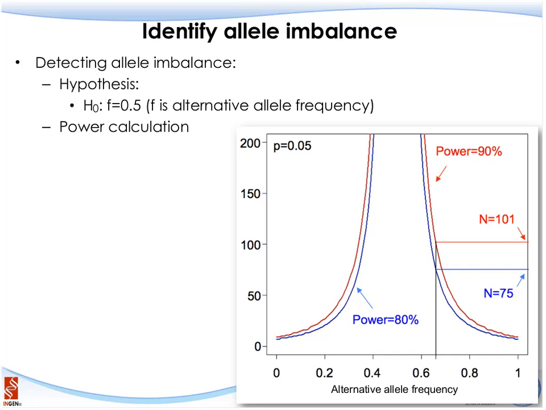And from this slide, you can see clearly that we need 101 sequencing reads to be able to have 90% power to identify the allele imbalance at 2, which means one allele is 66%, the other allele is 33%, at the p-value of 5% level. And even if we reduce the power to 80%, we still need about 75 sequencing reads to cover that particular location.